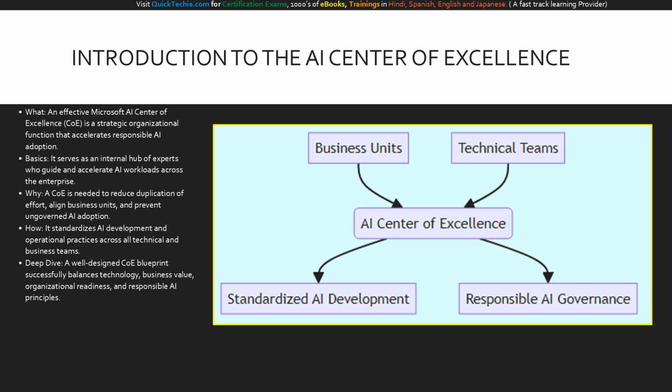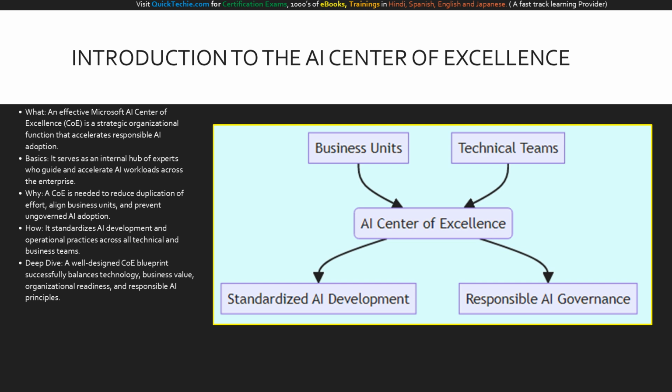On the left side, we have our business units and our technical teams. In many traditional organizations, these groups operate in complete silos, leading to disconnected AI strategies. But here, the arrows flow directly into the central node, the AI Center of Excellence. This acts as the strategic hub connecting the two sides.